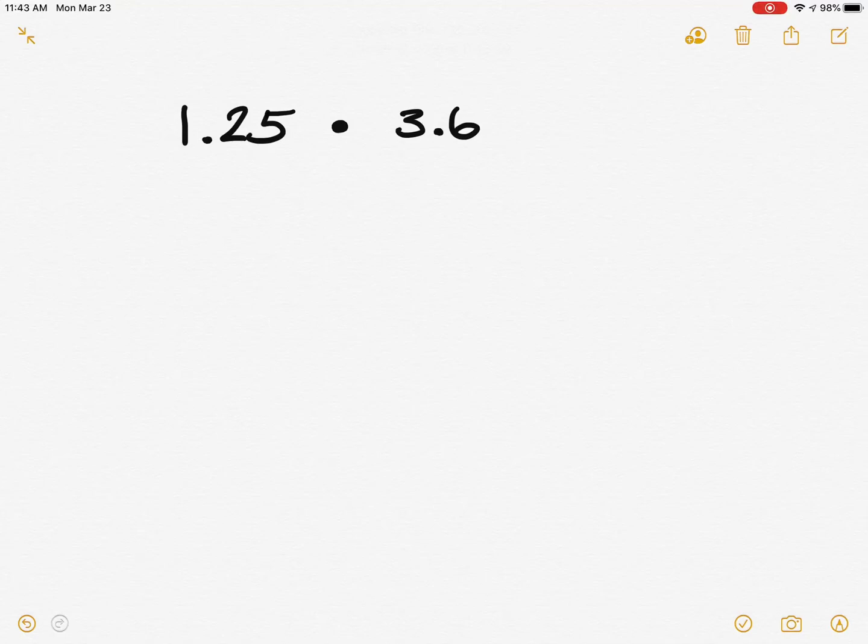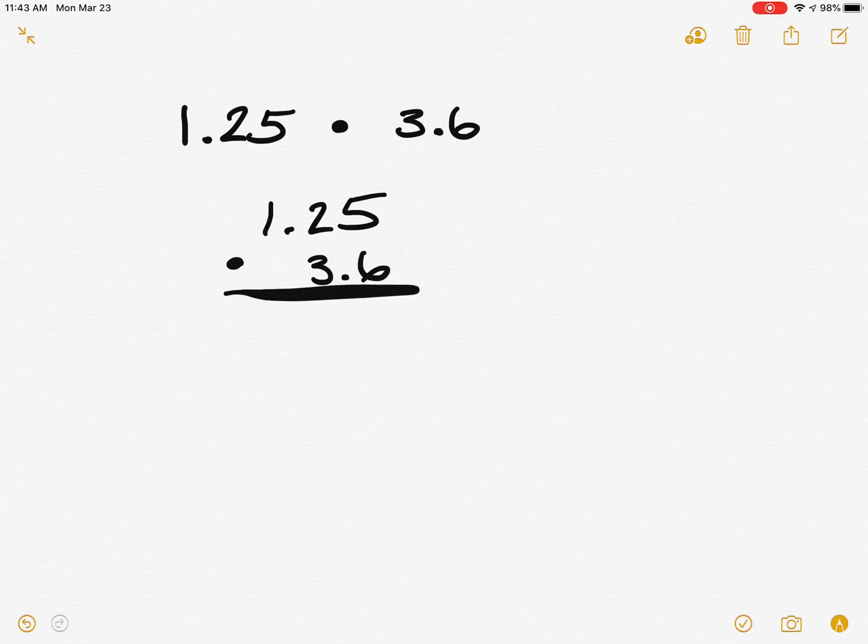Hi guys, today we're going to be doing an example of multiplying with decimals. So when we're multiplying with decimals, we can remember that we don't have to line up the decimals. So I can do this 1 and 25 hundredths times the 3 and 6 tenths, and I don't need to line up the decimals because we're going to end up counting the spaces that we move our decimal at the end. So now we just multiply like we normally would with multi-digit numbers.